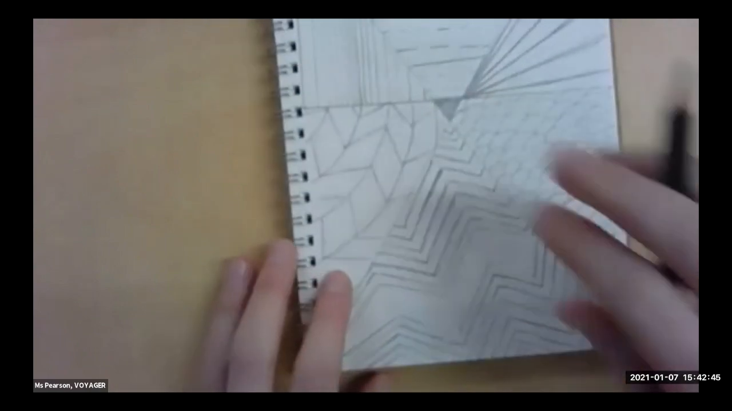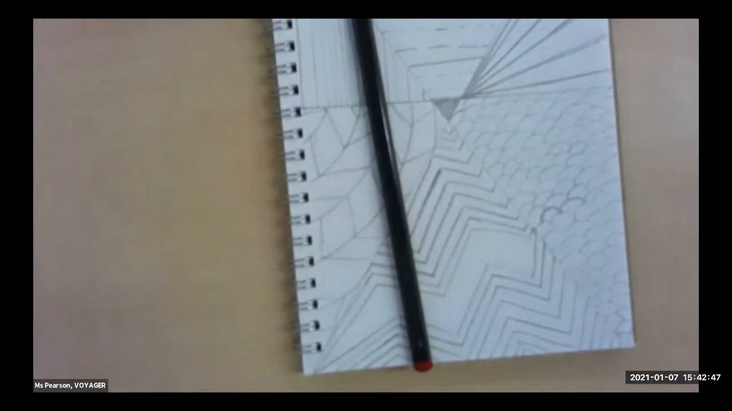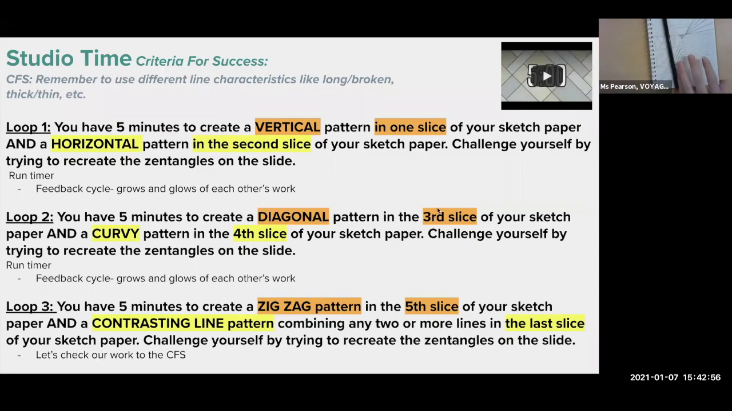Oop. All right, pencils down. And I'm gonna go ahead and share my screen. I'm gonna go back to this slideshow. All right, so as you can see, we have finished up all 6 slices. It looks so cool, this final product with that whole page filled with only using vertical, only using horizontal, only using diagonal, only using curved, only using zigzag, and then a combination of my own design.